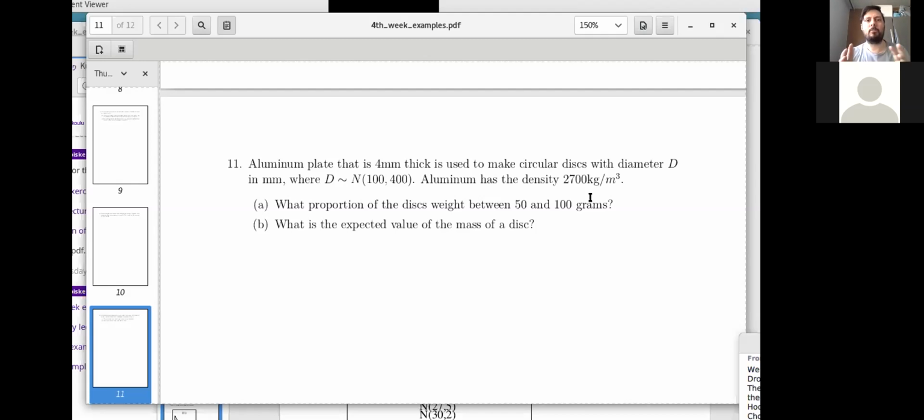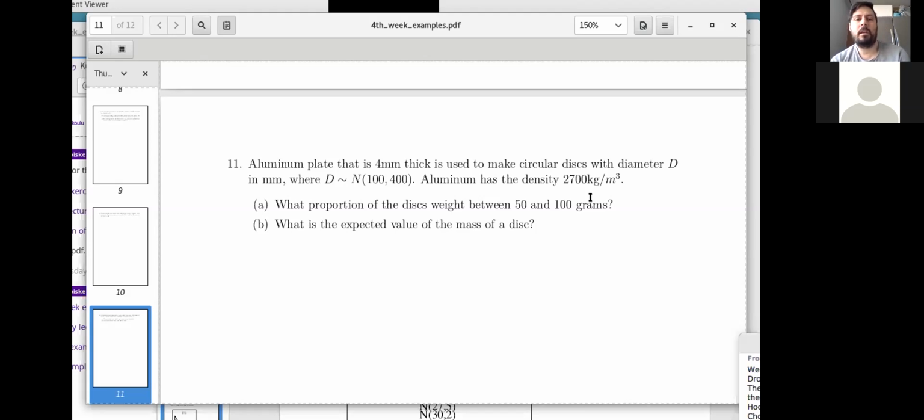The probability of that would be really, really small, of course, in a normal distribution, but it's still non-zero, and also negative. I mean, it's obviously, the smallest thing you can cut is not cut at all. It can't be smaller than that. But let's work with that. What is the proportion of the discs weighing between 50 and 100 grams?